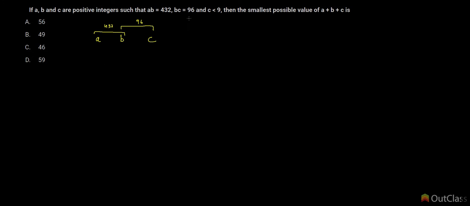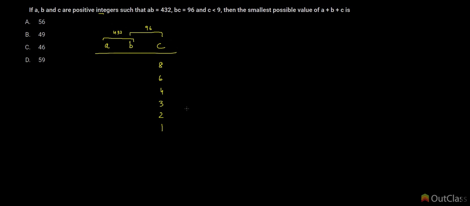96, and we know that C is less than 9. So because of the integer constraint, we can exhaustively list all the cases and solve this that way. So let's list all factors of 96 which are less than 9. You have 8, 6, 4, 3, 2, 1.